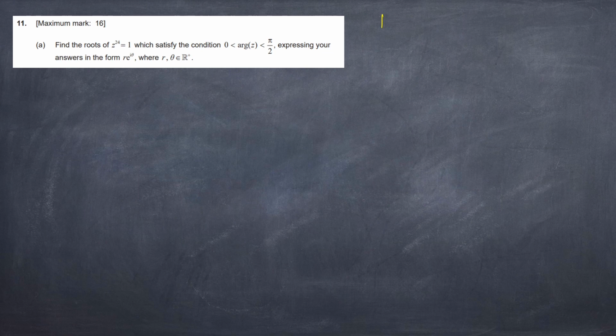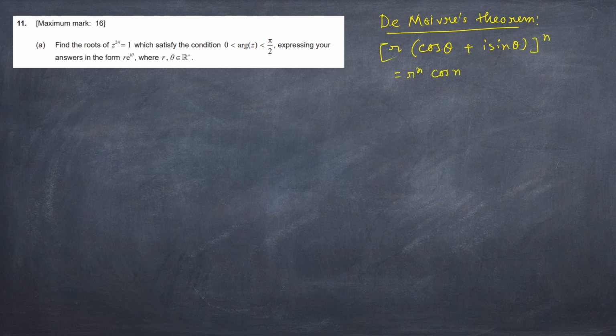First, the theory that we need to know is de Moivre's theorem. This will be needed in this particular problem. According to de Moivre's theorem, we have r of cos theta plus i sin theta whole to the power n equals r to the power n times cos n theta plus i sin n theta. So this is what we get from de Moivre's theorem. Here the complex number is expressed as cos theta plus i sin theta, and the same thing we will apply here.